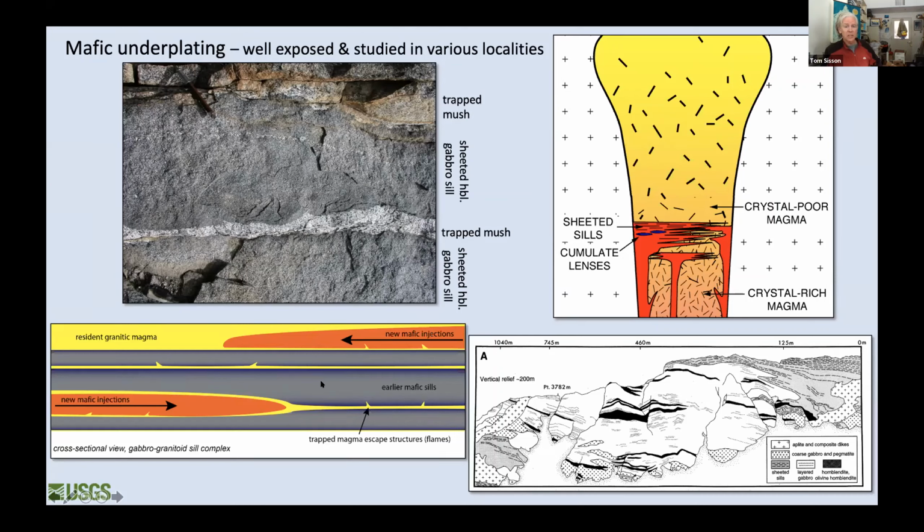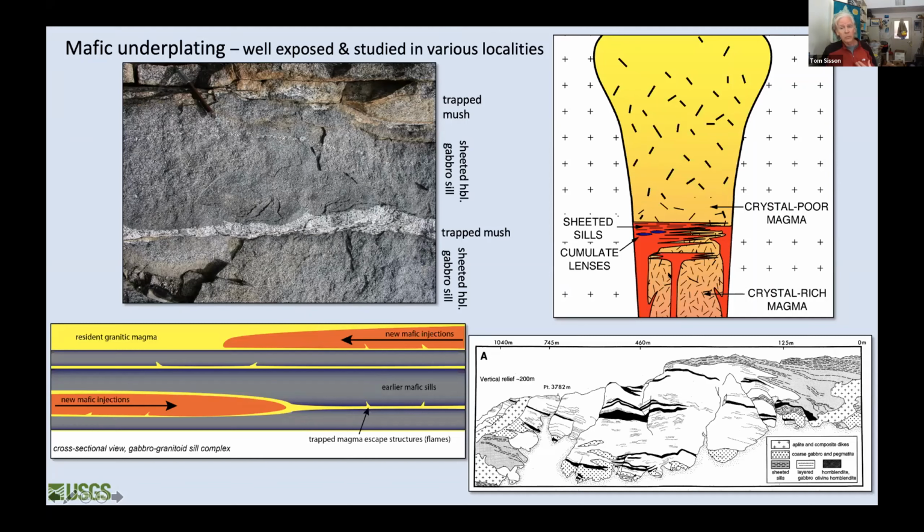And then when the sills get thicker, they start segregating internally. So this, for example, is the incipient segregation within that sill. And then if the sills get greater than about 10 meters thick, they start forming really nicely developed cumulates. This is an example on the right. The relief in this cumulate section is about 200 meters, and it's overlain and laterally continuous with sheeted sills.